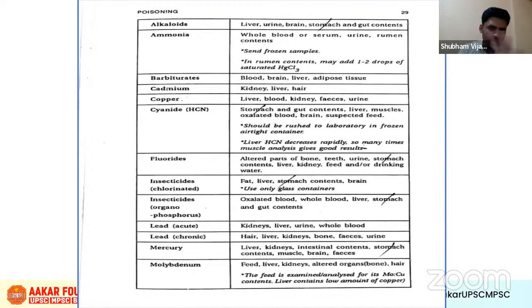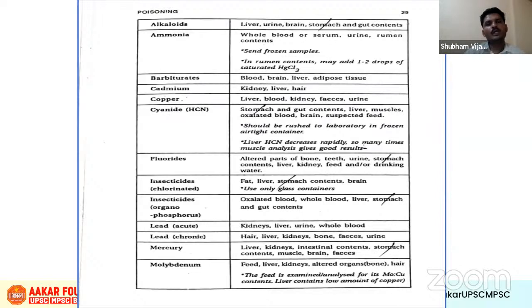Now, the next important part is poisoning. What different types of poisoning will happen? This thing we have covered in toxicology, all together here. So I will just take one by one the names and their changes, what exactly happens in that particular toxicity, which organ is involved, all that you know.